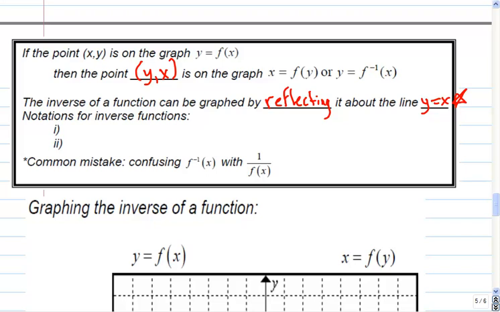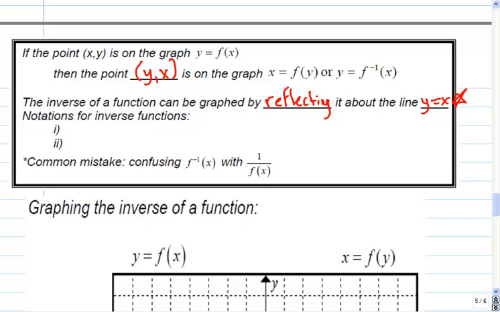So if you're doing transformations and all of a sudden the next step you come to says, now reflect your graph on the line y equals x, they're telling you to do the inverse. They want to know if you understand that. Okay, so this is equally as important to know as the inverse, that it does reflect on y equals x.